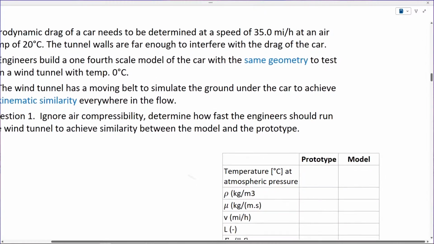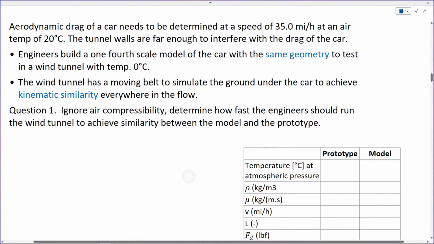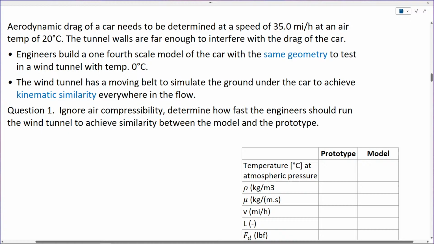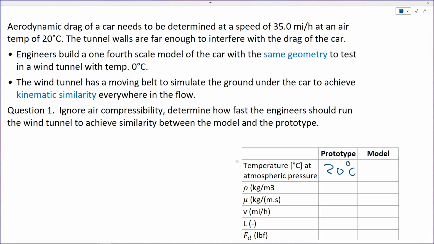So let's write some numbers here. Let's fill this table with some numbers. For the aerodynamic drag of a car at an air temperature, this is the prototype. The temperature is 20 degrees. And the model, in my wind tunnel, the temperature there is 0 degrees. Both are at atmospheric pressure, at the same geometry.